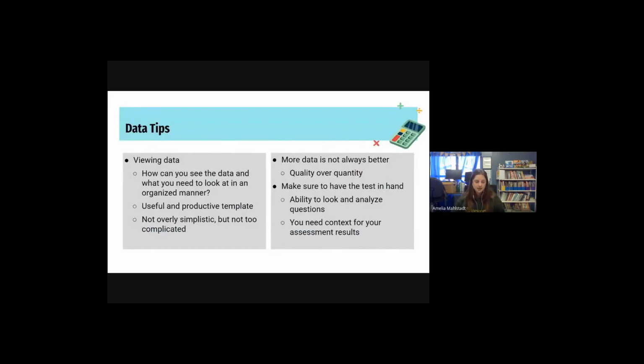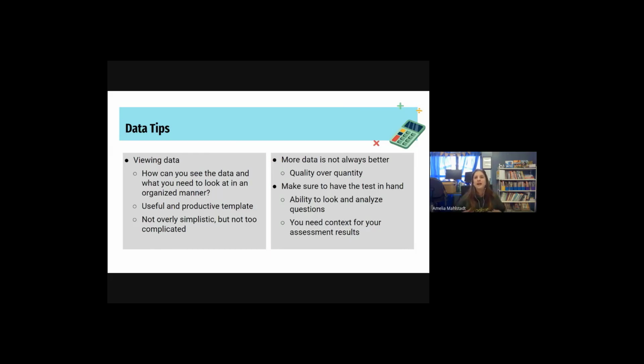So some data tips. When viewing data, we want to see it in an organized manner. You all probably have different programs that you use within your districts, whether they're software like Eduphoria or, oh my gosh, there's so many of them where you can just pull up tables and tables of data. So there are different ways to organize data, and we're going to talk a little bit about why that's important. We also want to think about quality over quantity. And last, it's really important to make sure that we have the test in hand too, that we have the ability to look at and analyze questions.